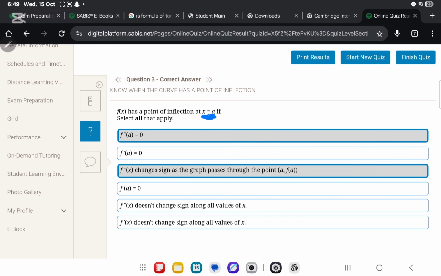So if x is equal to a, that means f prime prime of a is equal to 0, right? So that's why our first one's correct. This is wrong. It's the second derivative, not the first.